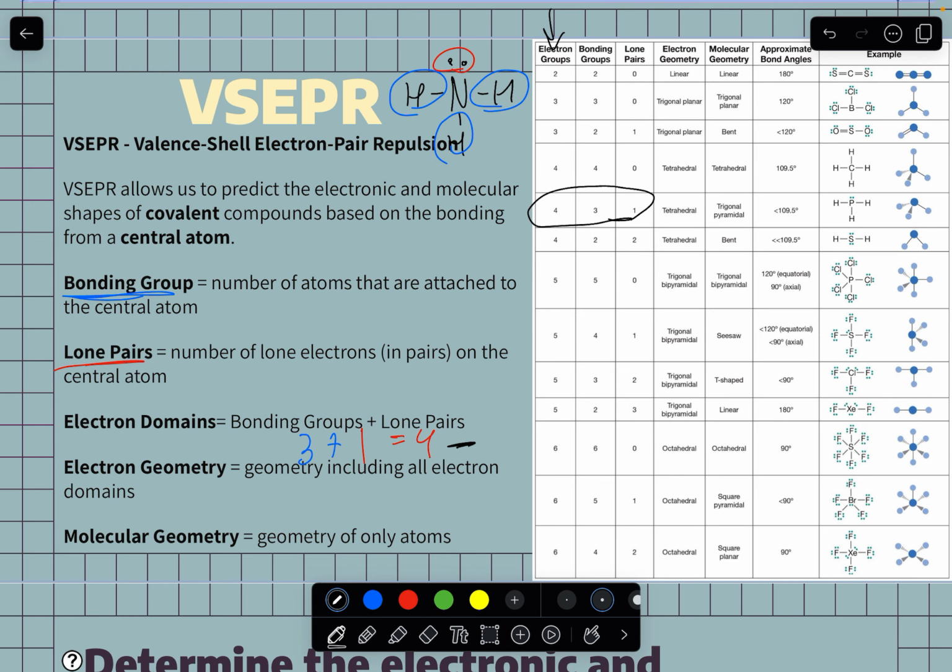For the molecular geometry, if we act like that lone pair of electrons is invisible, then we only have 3 things, but that lone pair is still acting on them. It's still kind of pushing them down. You can kind of see that in this image here on the right. Right, so when it's pushing them down, that makes it trigonal pyramidal.